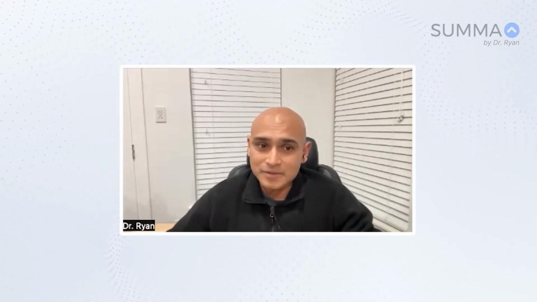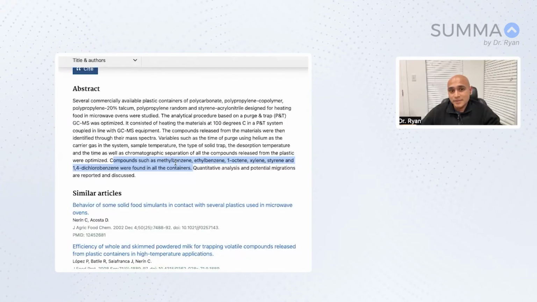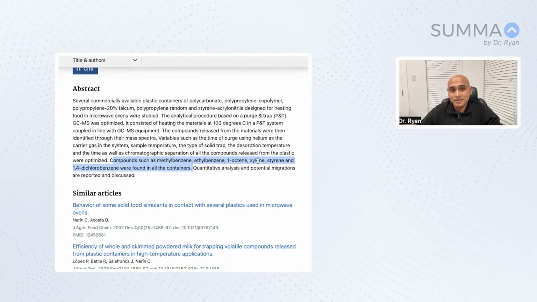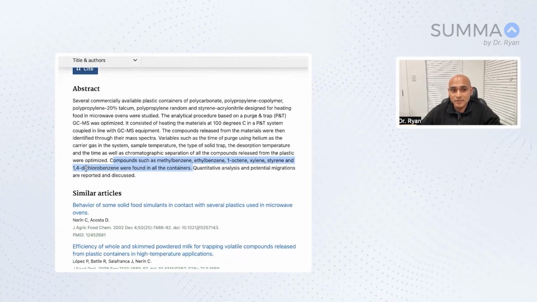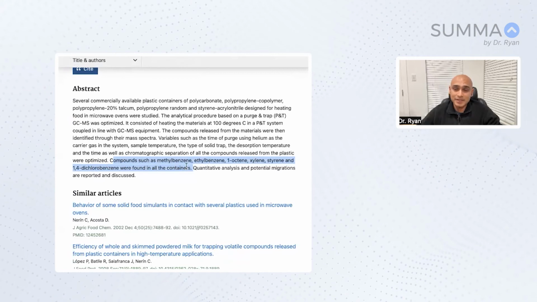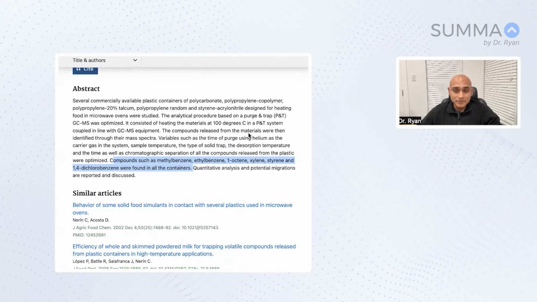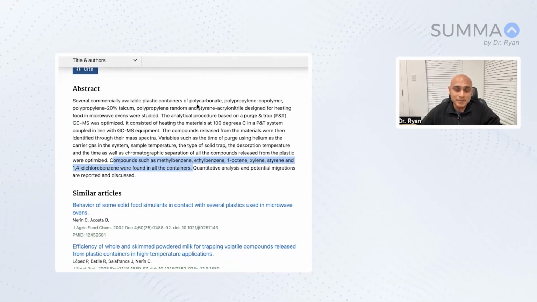There is release of volatile compounds from plastic containers when you microwave them. So even with containers that are deemed microwave safe, there is the potential that compounds may be released into the food that you're eating. Compounds like methylbenzene, monoctene, xylene, styrene, 1,4-dichlorobenzene are all additives to plastics, and they can definitely release into the food and are something you have to be aware of. So it would probably be a good idea to not use plastic containers when you're microwaving food.